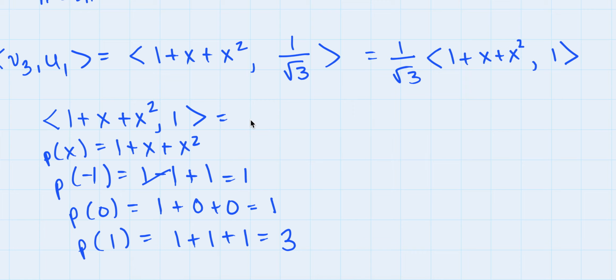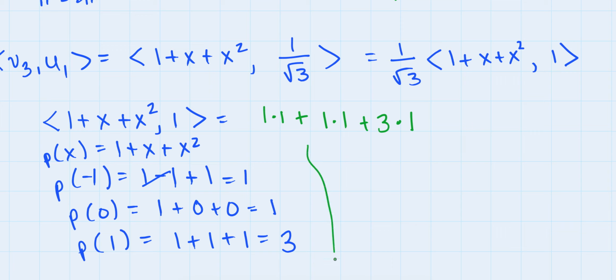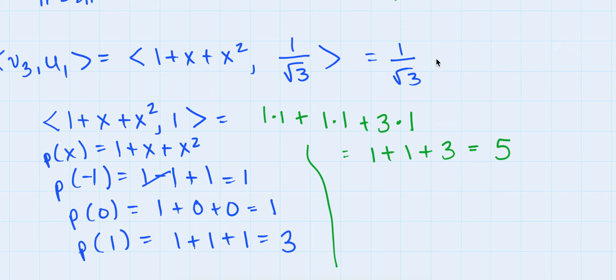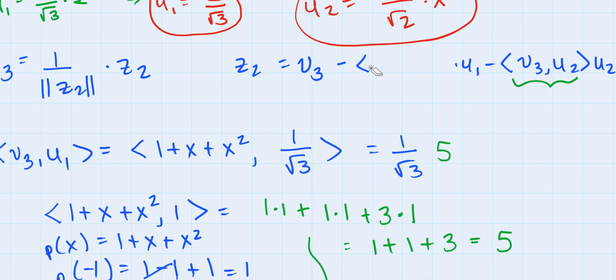Okay, so that tells us that the inner product is 1 times 1 plus 1 times 1 plus 3 times 1. For the 1 here, that corresponds to this 1. And then from there, we get 1 plus 1 plus 3, which is 5. Okay, so this thing right here, which I've written here, is 5. So we can erase this and put 5. And so the inner product right here is 1 over root 3 times 5. So I'm going to erase that and plug it in right there. So 5 over root 3.